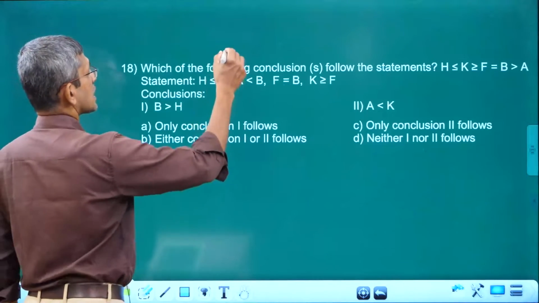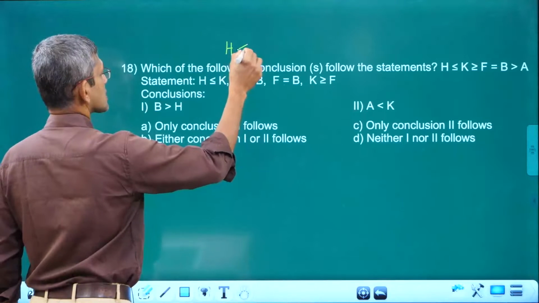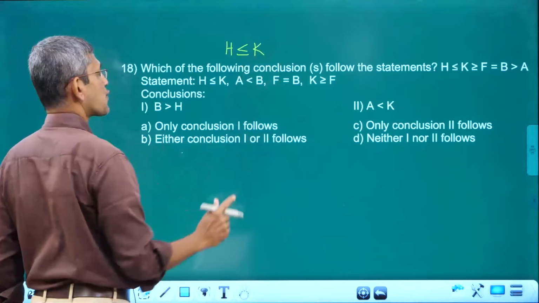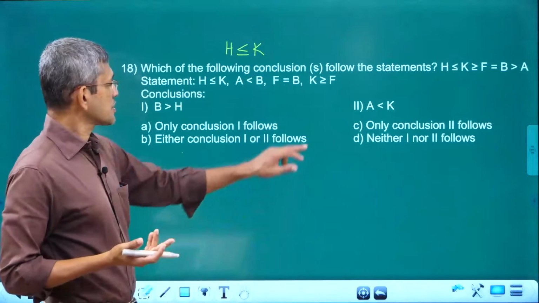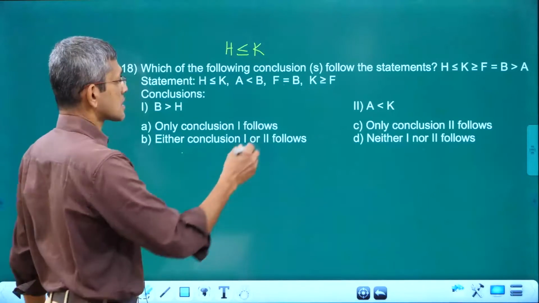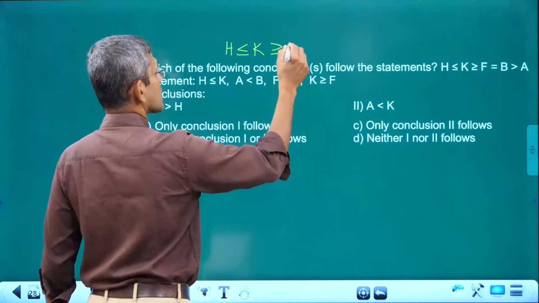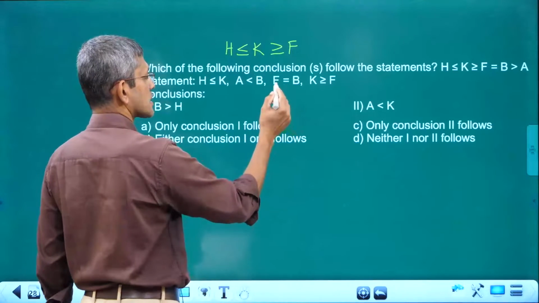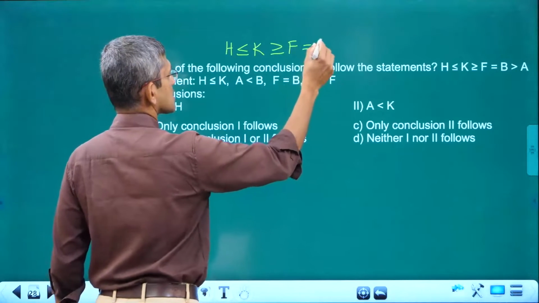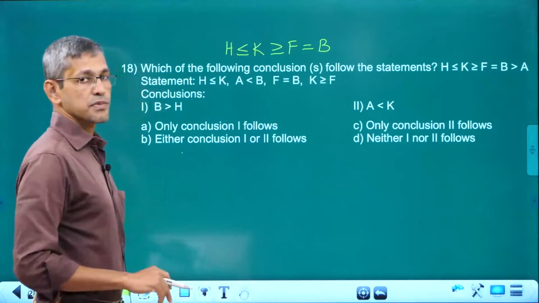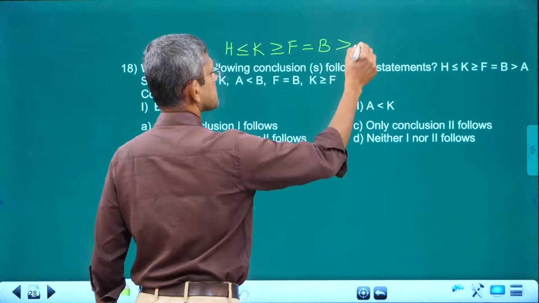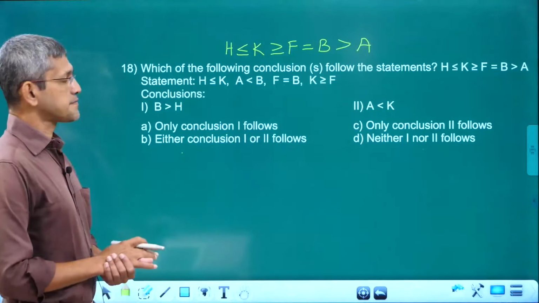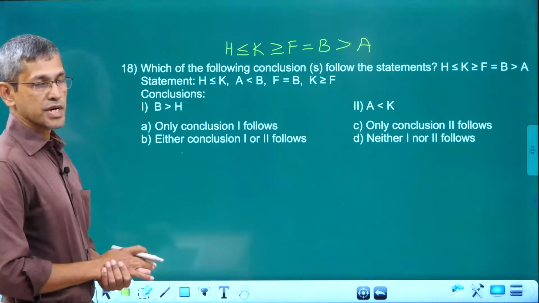First one, h less than or equal to k. Now, which statement is connected with k? K is greater than or equal to f. Now we go for the connection with f. So f is equal to b. And now we go for the connection with b. So a less than b, or b greater than a. That's it. We have the statement ready.